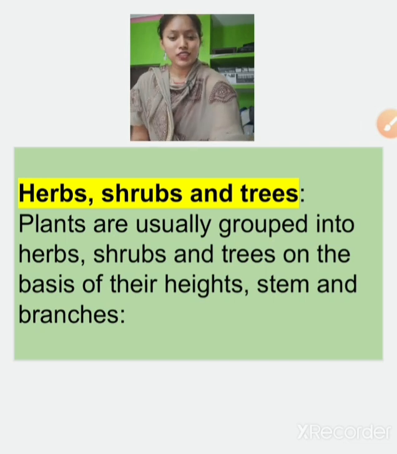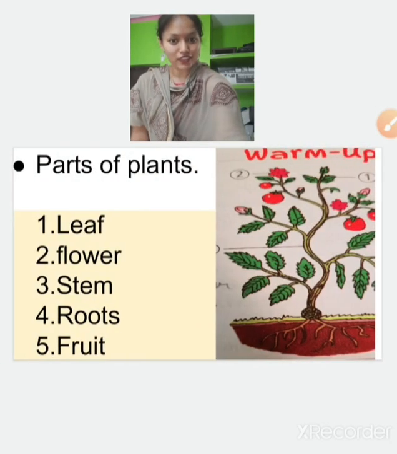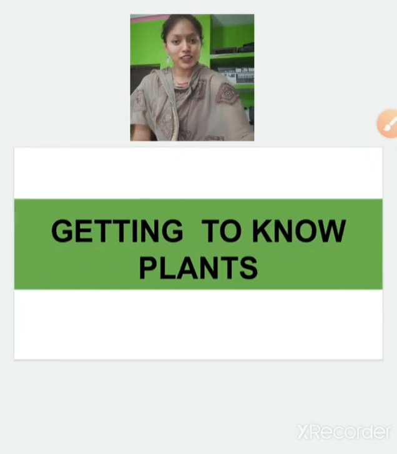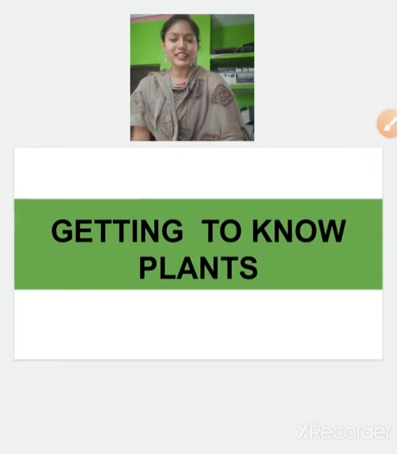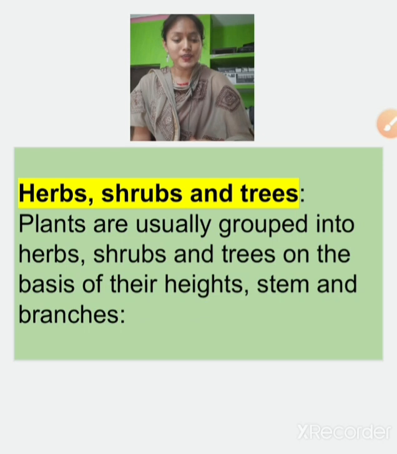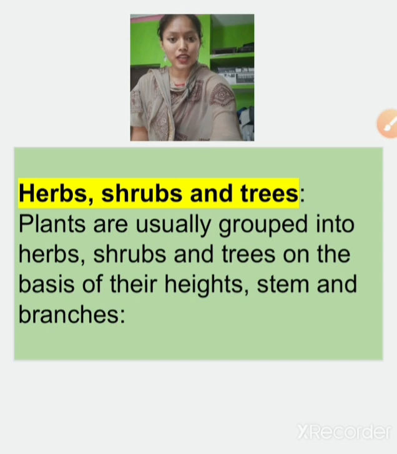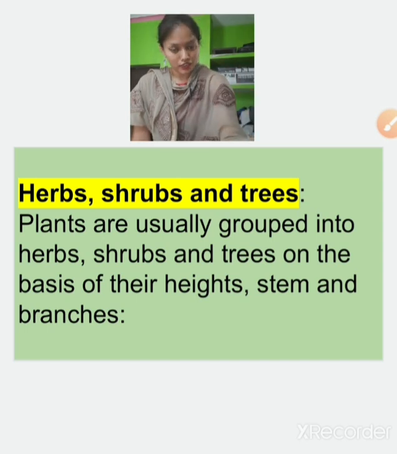So, in the previous video, we started our seventh chapter, that is getting to know plants. Let's quickly recap what we studied in that chapter. We studied about different types of plants that are herbs, shrubs, trees, climbers and creepers. Herbs are very small plants, shrubs are taller than the herbs, but they are not that tall. The tallest plants are known as trees. They have a strong stem. Their stem is very thick and they have many branches.